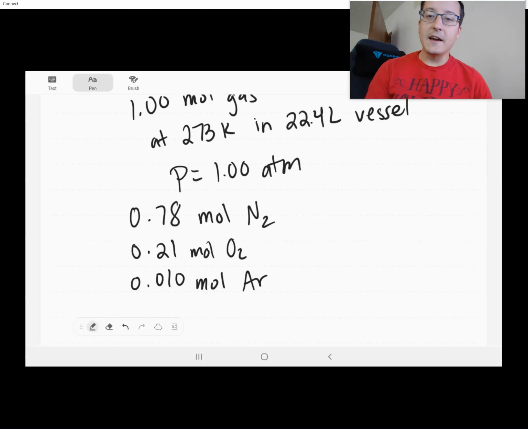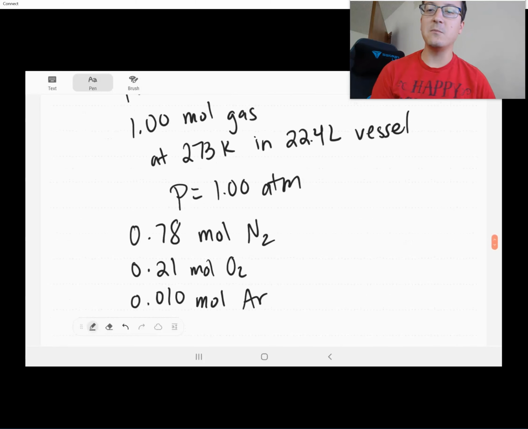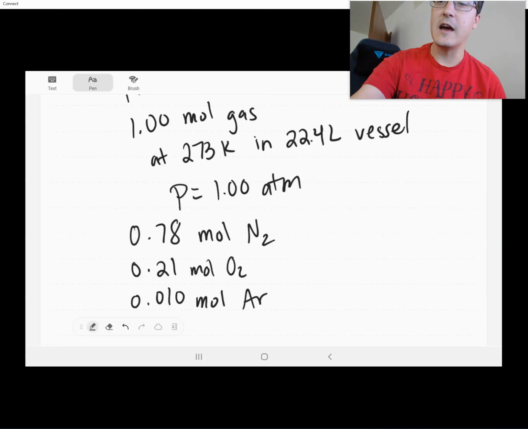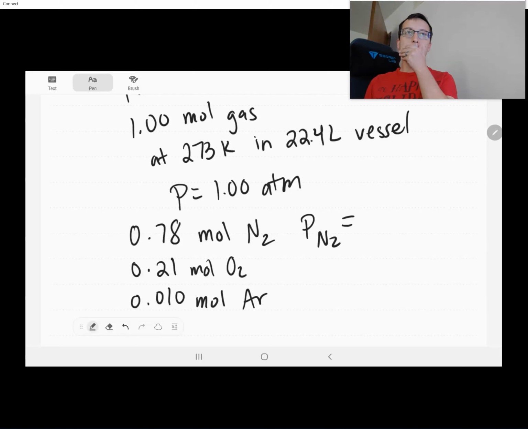But we can actually calculate the amount of pressure each one of these guys would have. So let's go ahead and do that. If we had 0.78 moles of nitrogen, what would the pressure be for that? So instead of using that 1 mole, you're just going to use 0.78 moles, but you're going to use the same temperature and volume as before.